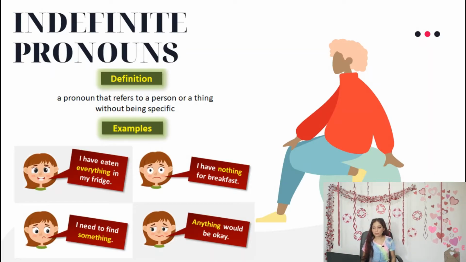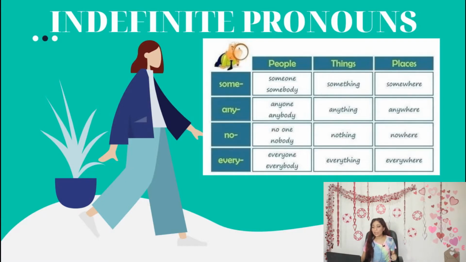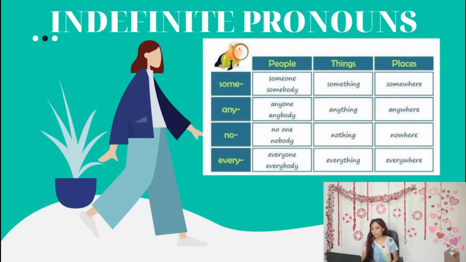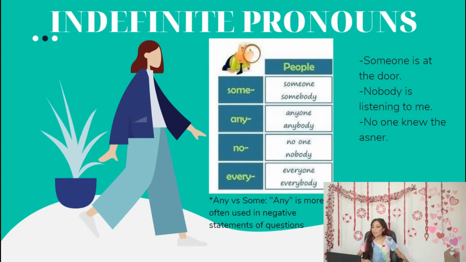Later, we checked the indefinite pronouns. I showed you that there are different kinds of indefinite pronouns that are used to talk about people, things, and places, but we focus on the ones used to talk about people. But when do we use an indefinite pronoun? An indefinite pronoun is used when we want to talk about a person or a thing without being specific about that person. Like I told you, we are going to focus on the person ones: someone, somebody, anyone, anybody, no one, nobody, everyone, everybody.